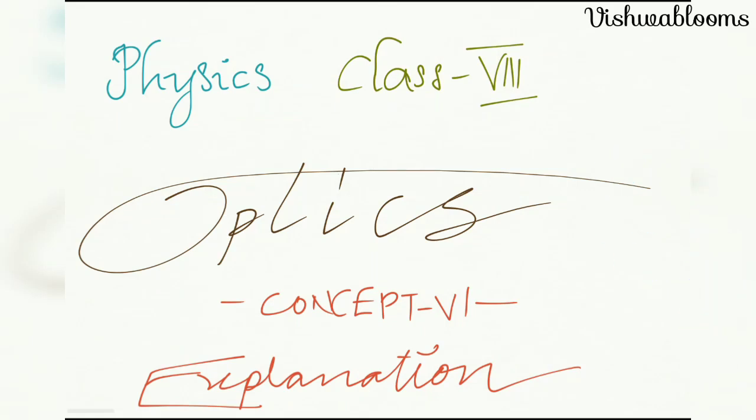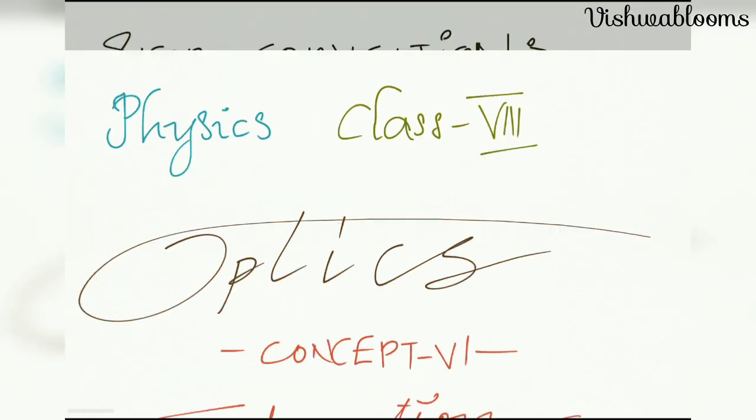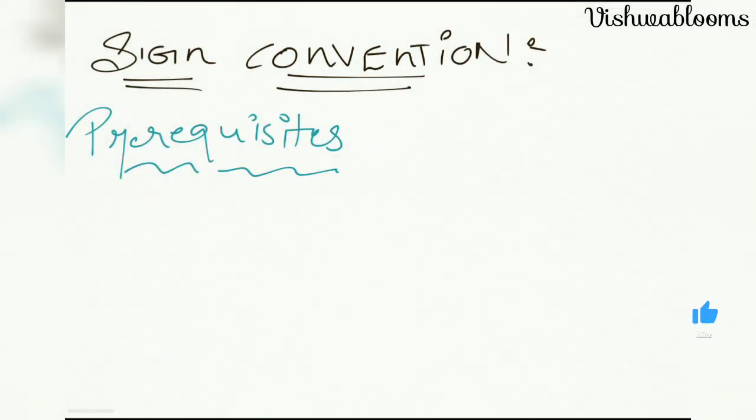So in this video, we'll be looking at optics, class 8, physics, concept 6, explanation. So let's get into the video. This concept is completely about sign convention. Before learning what sign convention is, what are the prerequisites? Let's see the necessary knowledge that is required for learning this chapter.